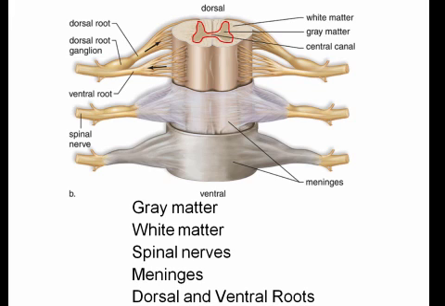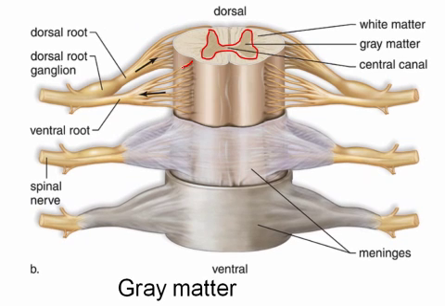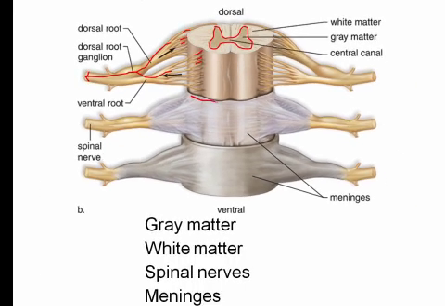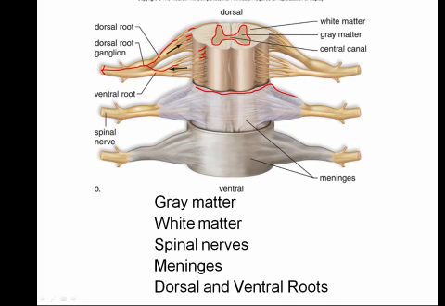We have some roots. These are called the dorsal and the ventral roots. Those merge to form the spinal nerves, and then the spinal nerves branch throughout the body to communicate with all the peripheral tissues. There are also some membranous coverings around the spinal cord. These are called the meninges. There are 3 different layers of meninges. These are also continuous all the way up the spinal cord and around the brain. So we'll see some more detail on the meninges when we look at the brain.